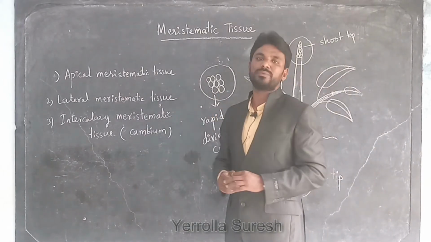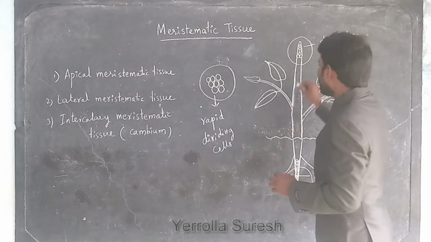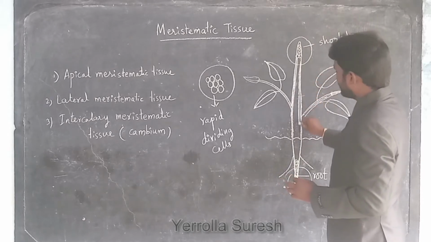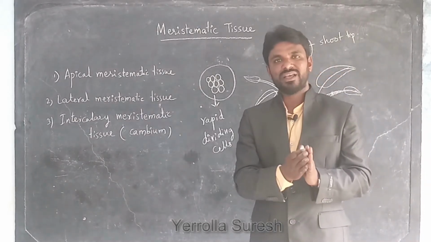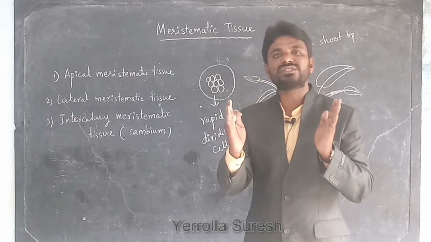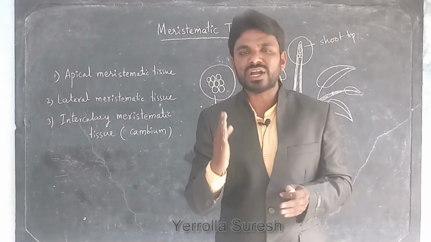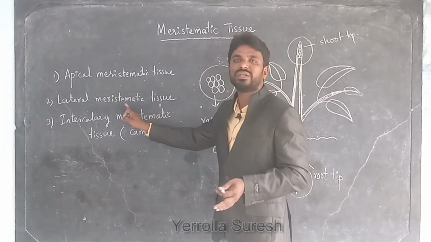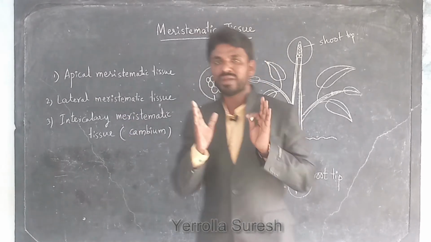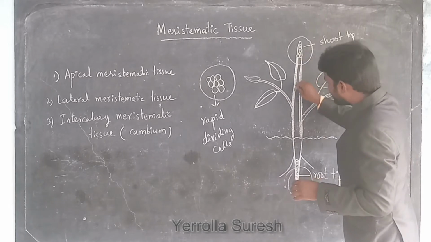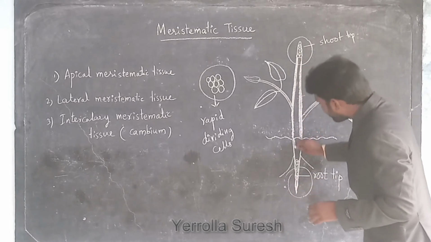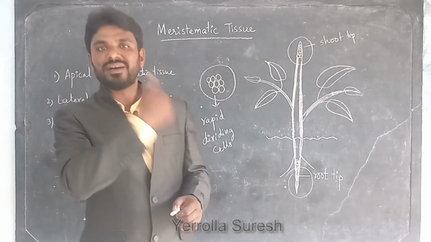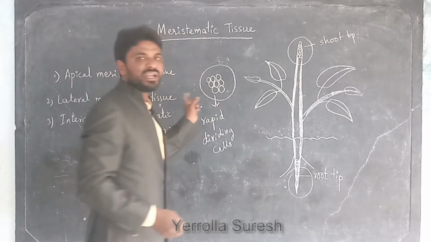Next, lateral meristematic tissue. Lateral meristematic tissue is located in the lateral sides of all parts of the plant body. The side portions of the stem, side portions of the roots and side portions of the branches, all the lateral sides of all the organs present in the plant body are covered by one more meristematic tissue, that is lateral meristematic tissue. Lateral meristematic tissue is located in lateral regions like this, in the sides of the stem, in the sides of the root and in the sides of the branches.